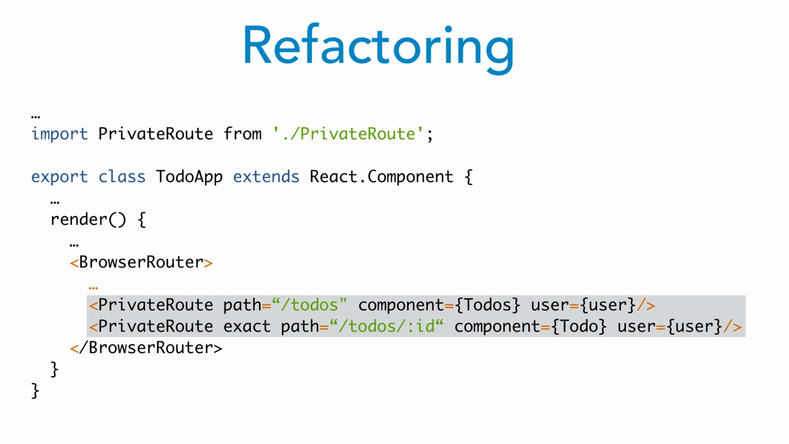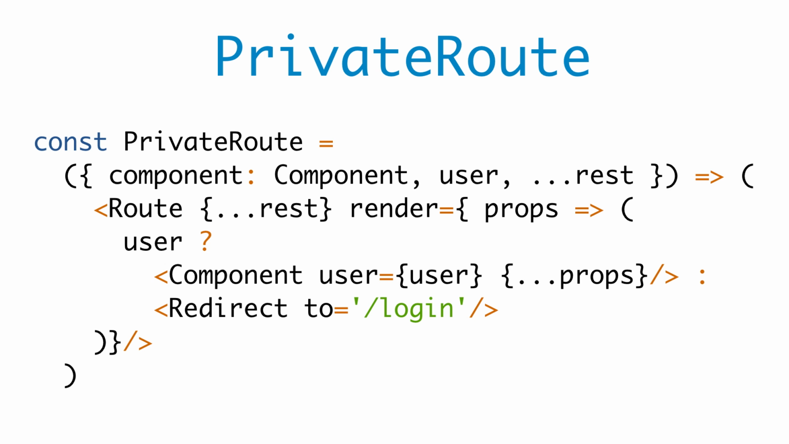And here we see it being used in two ways, and it's just like a regular route in that it can take a path and a component, but it also will take a user, and it will use that user to determine whether it should actually show the desired route or whether it should redirect to the login page. And it can even take additional properties like exact and so on. So what does the code for this private route look like?